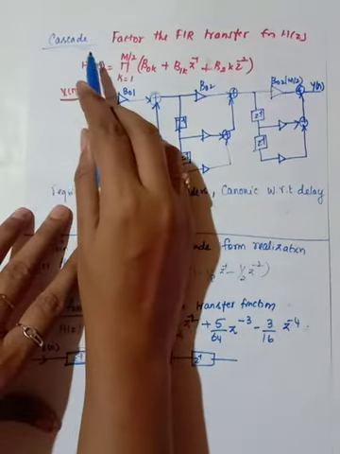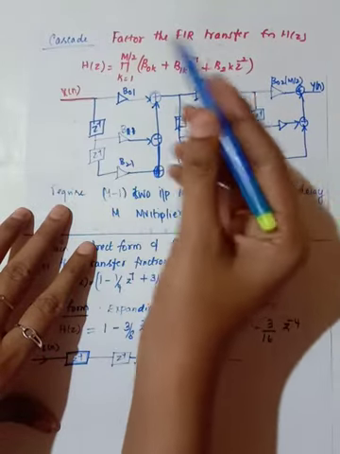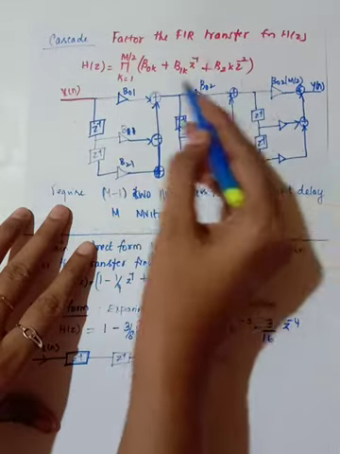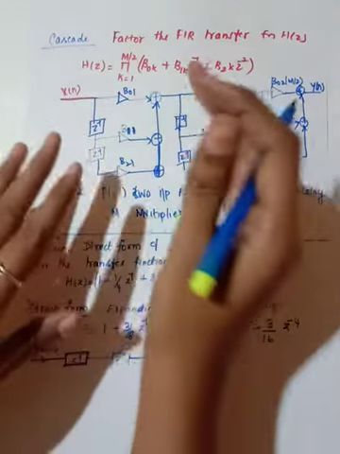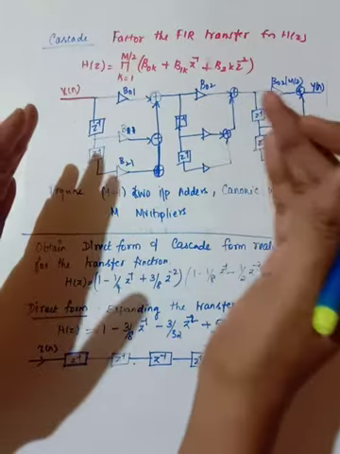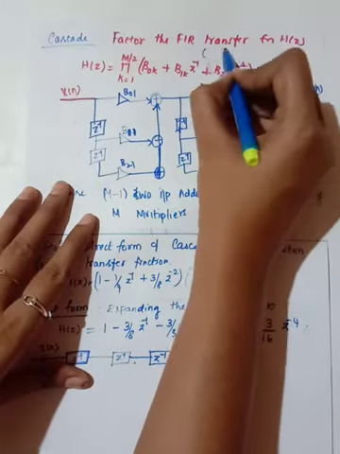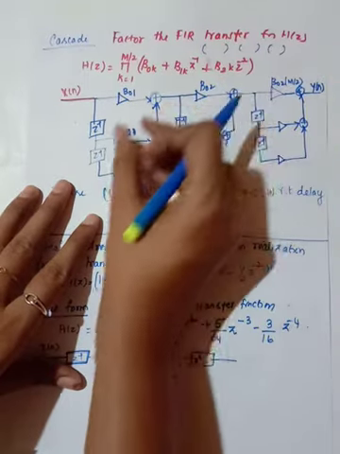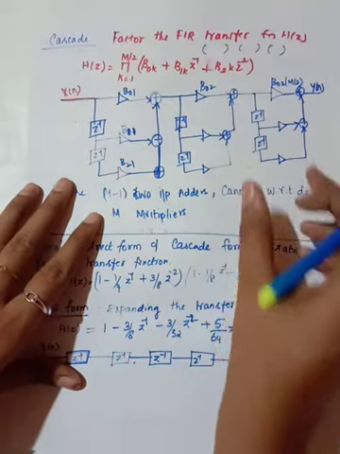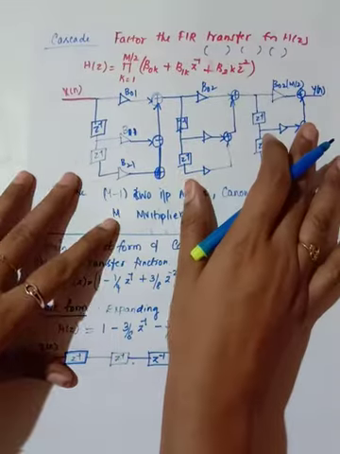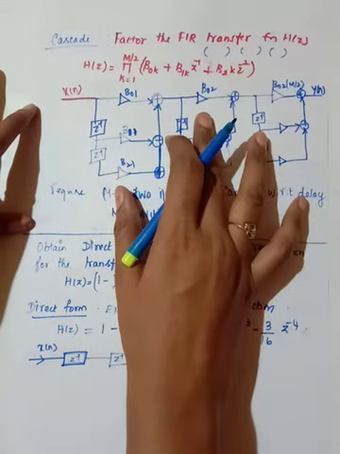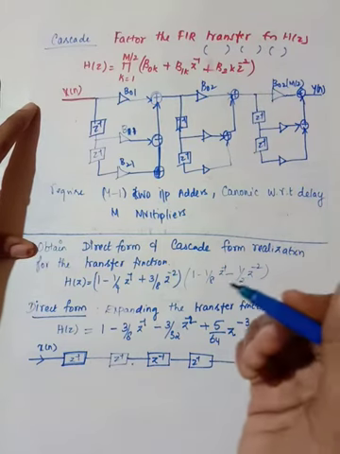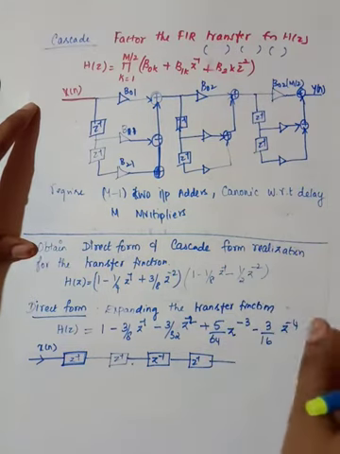Next is the cascade realization. It is very similar to the direct form, but here what we are going to do is factor the given transfer function into some factorized form, some subfactors. Then we are going to realize these transfer functions separately. Now this is the structure. If I explain it now, you won't understand. I will explain this using a problem, then you will understand the concepts of this cascade realization.